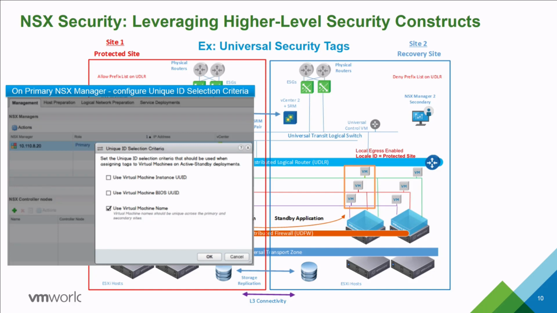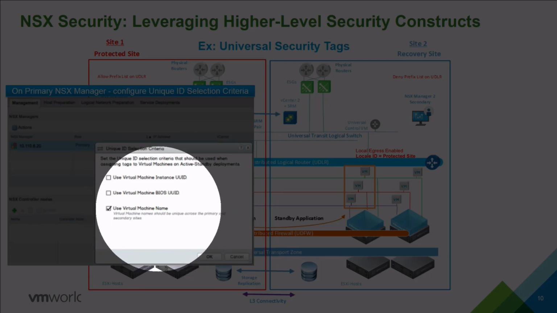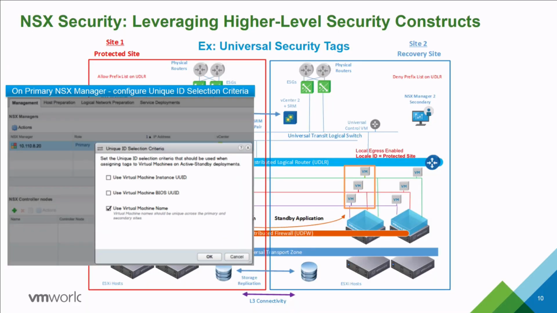So we provide you several options here: virtual machine instance UUID, virtual machine BIOS UUID, and virtual machine name. Now, for most scenarios, we'd recommend using the virtual machine instance UUID. Typically, that's sufficient. It's not guaranteed to be unique across all vCenters, but it's very rare that there would be overlap. For instance, when you're replicating with vSphere Replication, it makes sure it maintains that instance UUID, so when your workloads fail over and they're coming up, you can be assured the correct tag will get applied and you'll get the correct security policies. However, you could use virtual machine BIOS UUID or virtual machine name, or a combination.